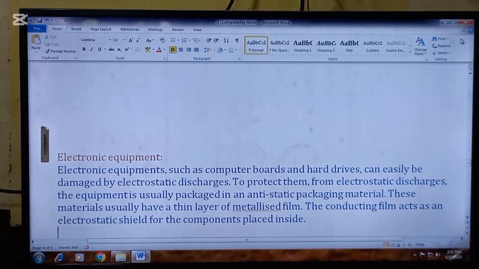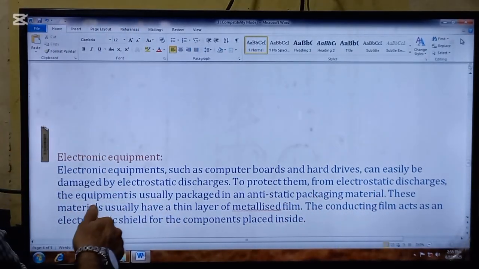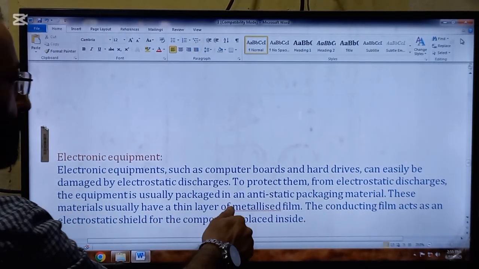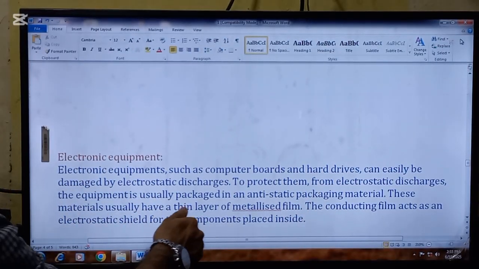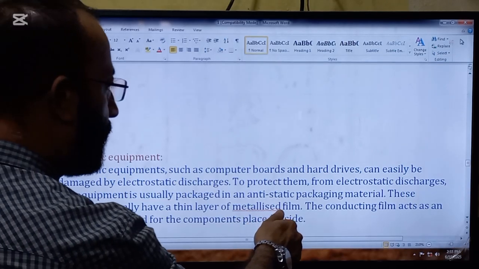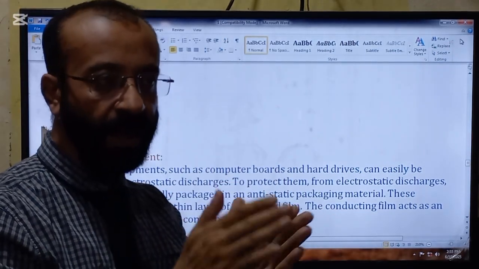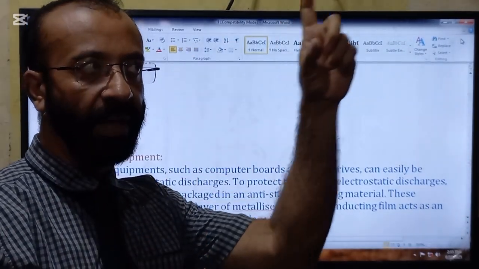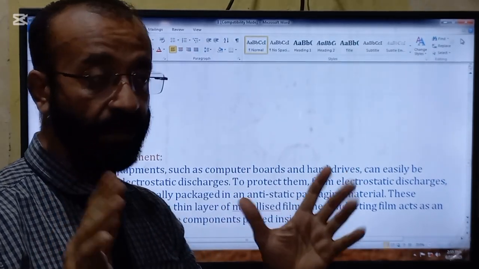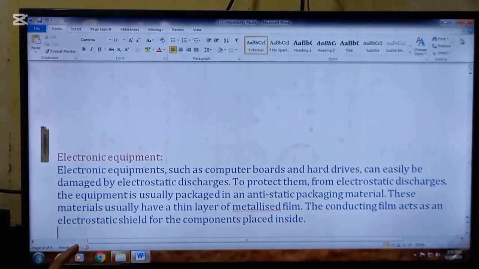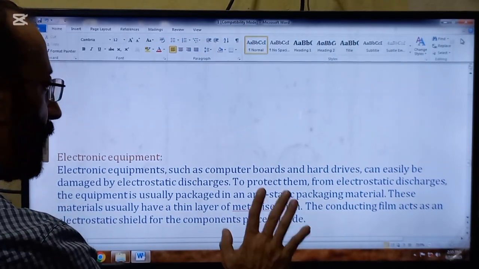Electronic equipment. Electronic equipment such as computer boards and hard drives can easily be damaged by electrostatic discharge. To protect them from the electrostatic discharge, the equipment is usually packaged in an anti-static packaging material so that it does not create a path between a charged body and the earth, because if the path is created, this equipment can be damaged. So that's why the anti-static packaging material is used.